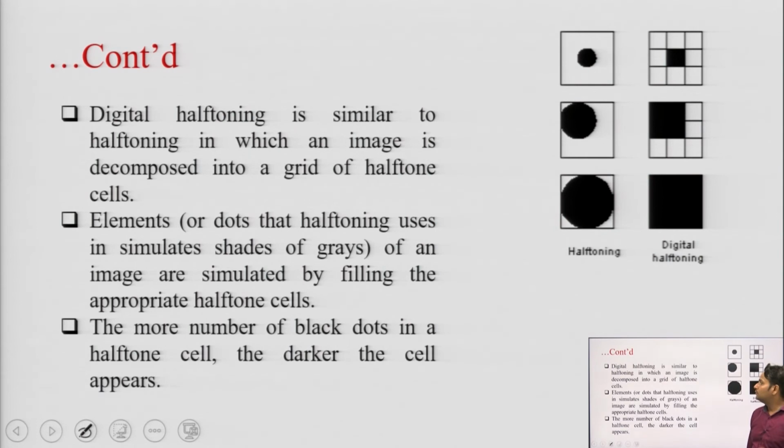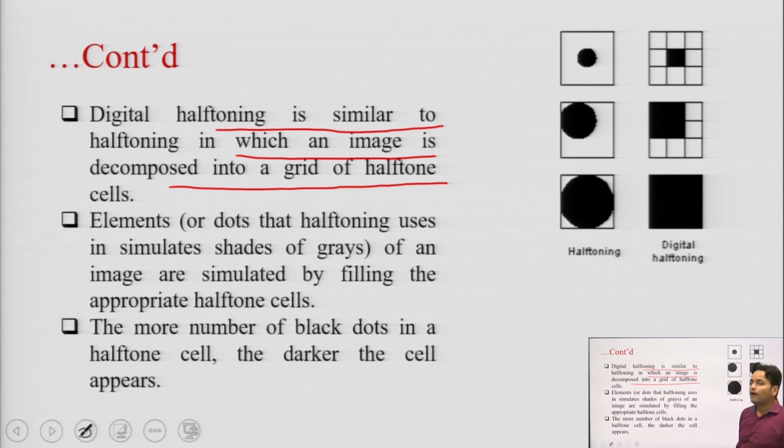Now, let us come to finding the idea of this halftoning process. The digital halftoning is similar to halftoning, in which an image is decomposed into a grid of halftone cells. Here we are talking about halftoning and digital halftoning. What is the difference between them? Here you can observe this is the halftoning, or we can say analog halftoning.